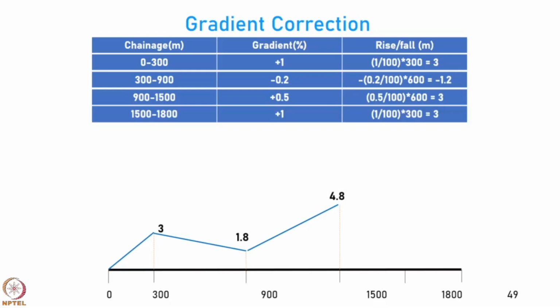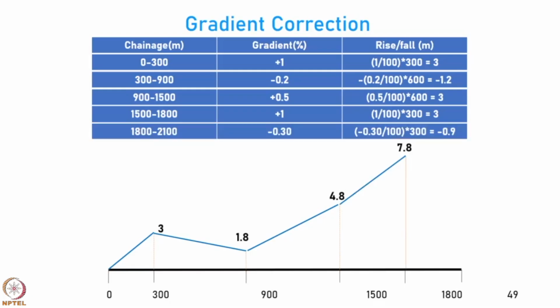The next one has a plus 1% gradient. So, over 300 meters from 1500 to 1800, it will become 3 meters. So, it will further increase from 4.8 to 7.8 meters high. And then we have the next segment, which is from 1800 to 2000. There it is 0.3, so that will be reduced by 0.9, so it will become 6.9. So, this is how the height of the runway would be, as you go along the length.